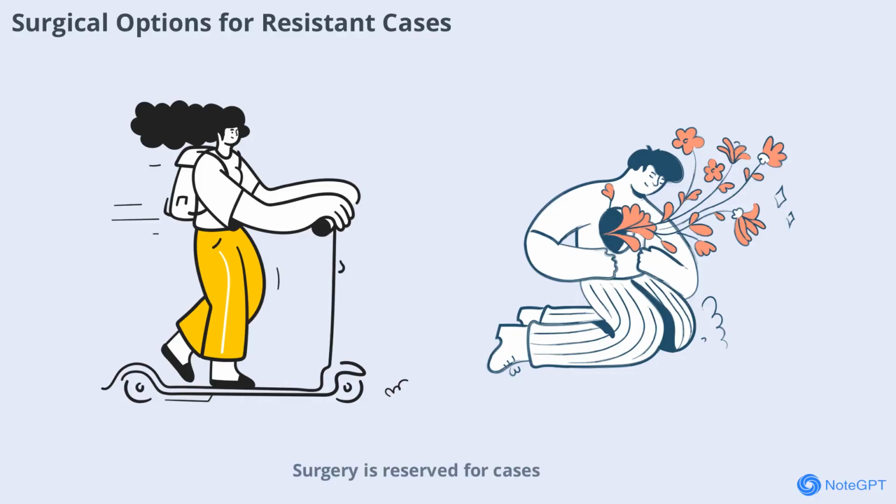Surgery is reserved for cases unresponsive to conservative and injection-based therapies. Arthroscopic decompression is effective for persistent popliteal cysts, especially when intra-articular pathology is addressed. Open bursectomy may be needed for chronic, fibrotic, or infected bursae. Surgical outcomes are generally good when both the bursa and underlying causes are treated.